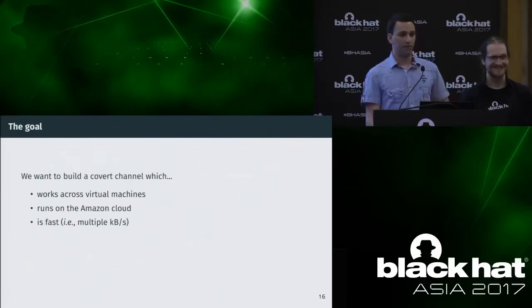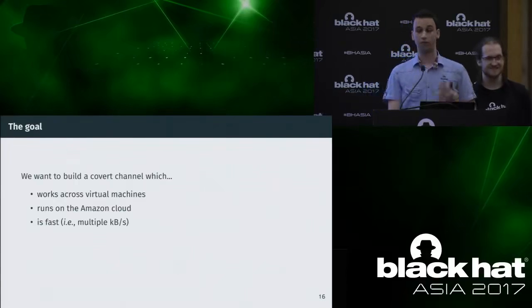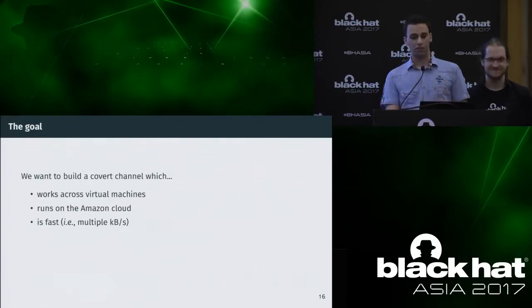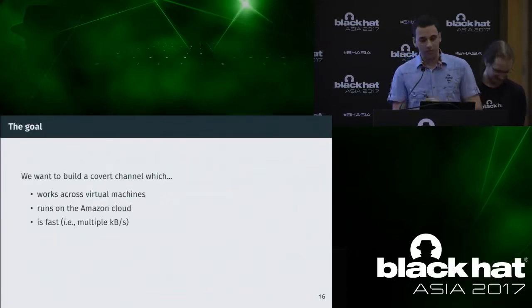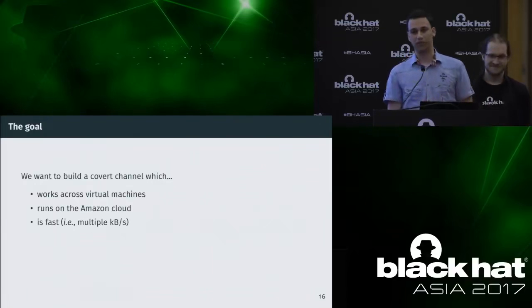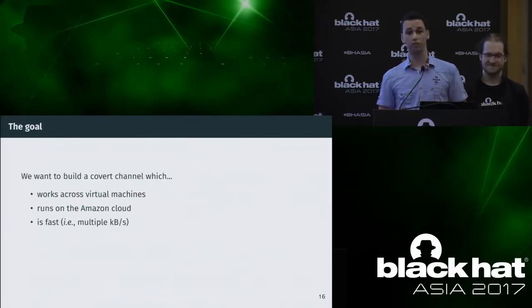In academia, there are a lot of publications about covert channels, and they're often in the range of several bits per second. That's not fun to transmit data. If you just have a few bits per second, that's really slow if you want to steal or exfiltrate data. So we want to have multiple kilobytes per second on this communication channel. It should be really fast, or comparably fast.